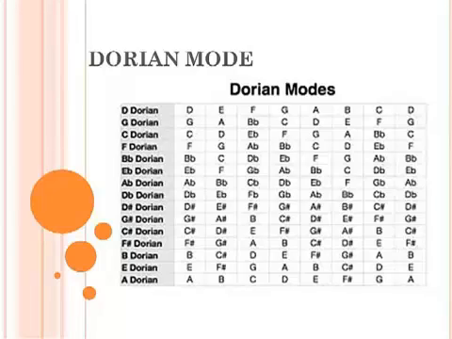It's the same with the modes. You'll notice that this chart has a letter name in front of the word Dorian, just like there's a letter name in front of the word major in major keys. Here are two examples of music that has been written in the D Dorian mode. You may recognize them. One is Scarborough Fair, and the other is What Do You Do with the Drunken Sailor?